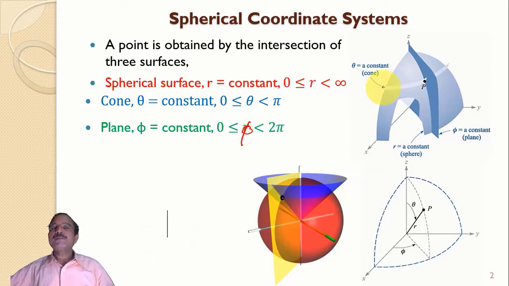Now if I want to represent any point in spherical coordinate system, let us suppose this is the point. So this point P is the intersection of three surfaces. The first, r equal to constant, is a sphere. Then the second, theta equal to constant, is a cone, what you see here. And the third, phi equal to constant, is this vertical plane. So the intersection of these three surfaces is the point P.